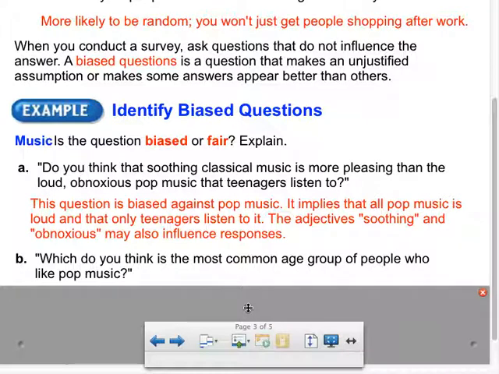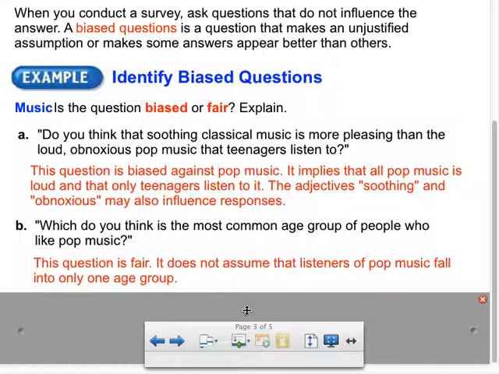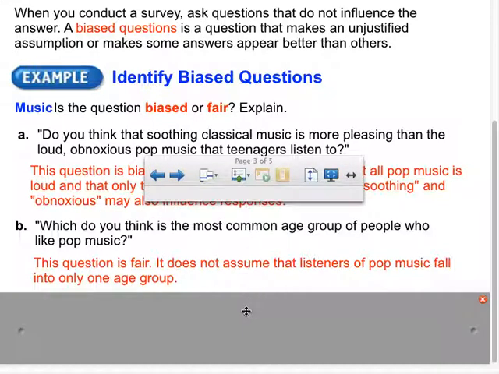Which do you think is the most common age group of people who like pop music? That's a fair question. There's no adjectives that are opinion-based, right? It's just saying, hey, what age group do you think for pop and classical? Or just pop music, excuse me. So this one is a fair question. It does not assume that the listener of pop music fall into one age group.